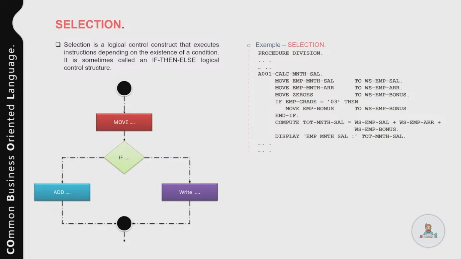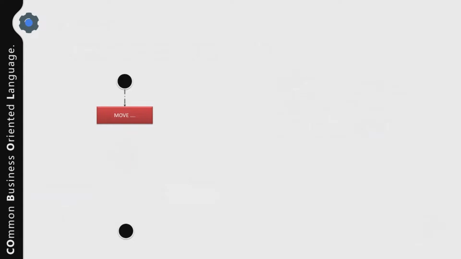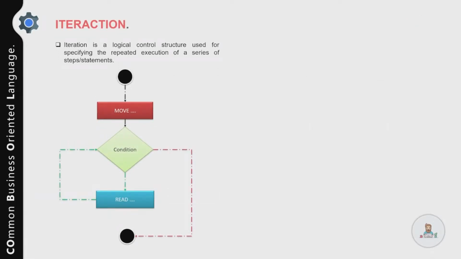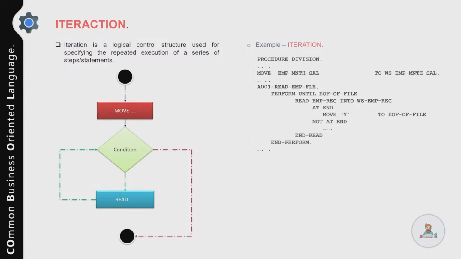Now let's talk about our next logical control structure, that is iteration. So iteration is a logical control structure used for specifying the repeated execution of a series of statements or steps. So in the following diagram, first of all, the move statement will be executed, and after that, the read statement will be executed continuously in a loop till the time the condition is satisfied. Now let me showcase the same with the help of an example.